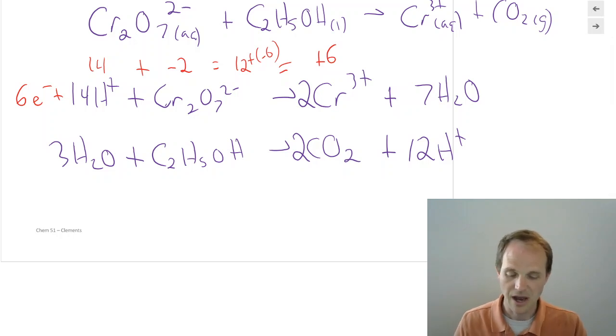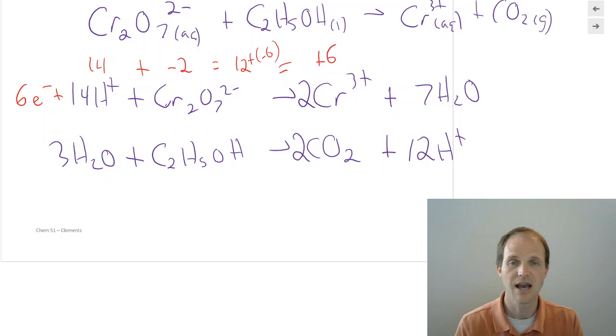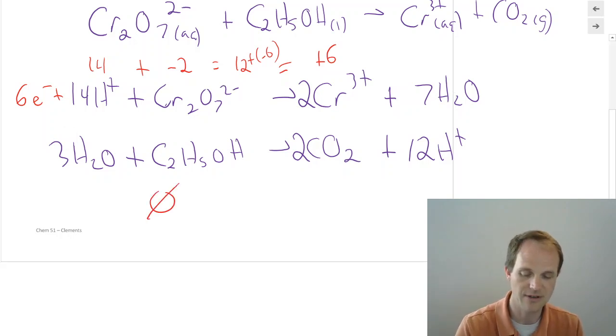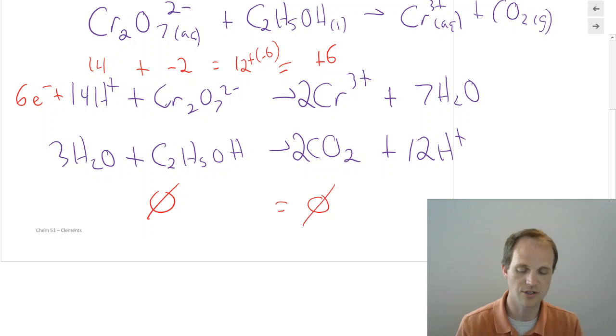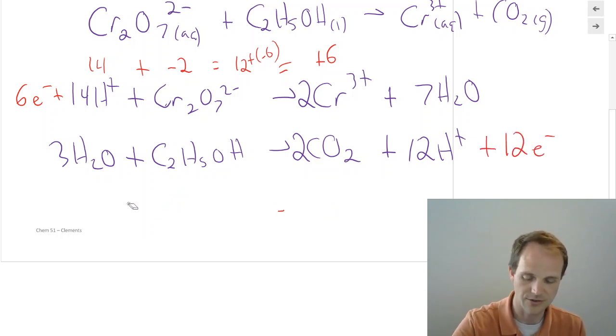On the bottom, I don't have any charges anywhere except for on the H plus, so that makes it really, really easy. I need to balance those H pluses with some minuses. I've got a 0 total charge on the left, so I'm going to need a 0 total charge on the right. I'm going to do that by balancing with 12 electrons.